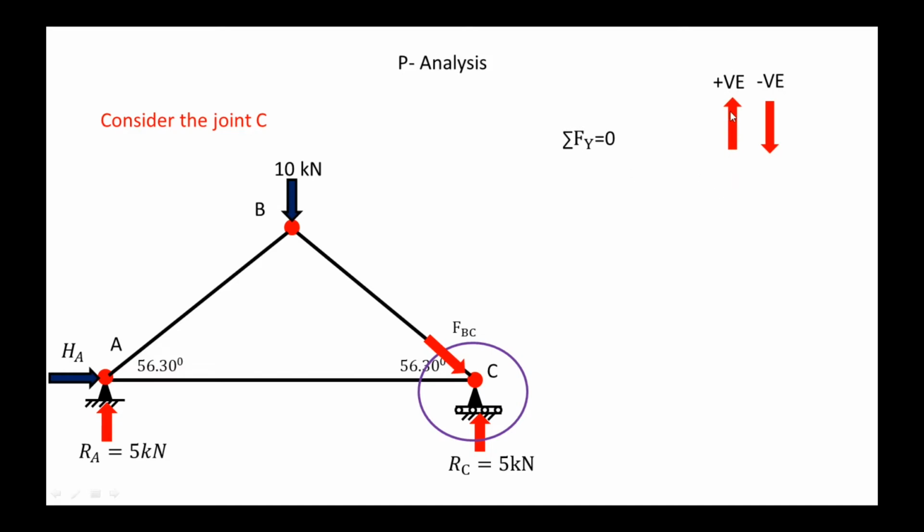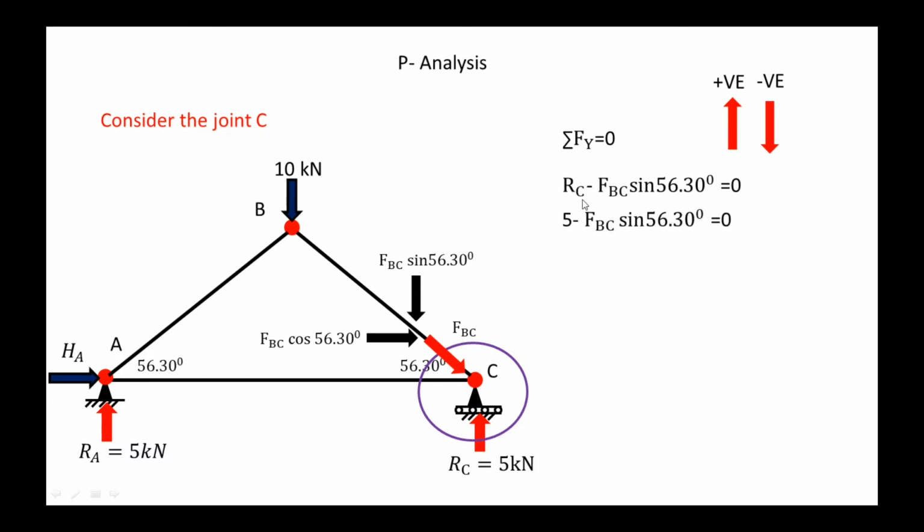So vertically upward is plus and vertically downward is minus. So here resolution of this FBC is FBC cos 56.30 horizontal, and FBC sin 56.30 vertically downward. So by this condition vertically upward is plus, so RC is plus and FBC sin 56.30 is minus, because that is vertically downward. So RC minus FBC sin 56.30 is equal to 0. Then put here RC is equal to 5. So we got here value FBC is equal to 6 kilonewton.